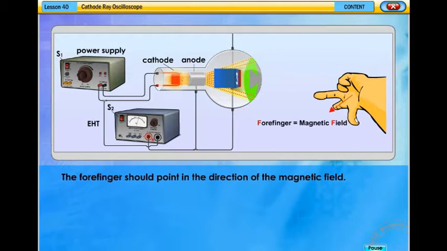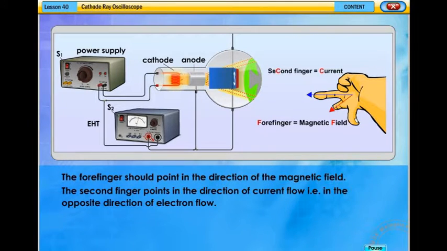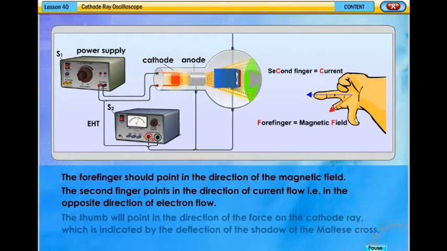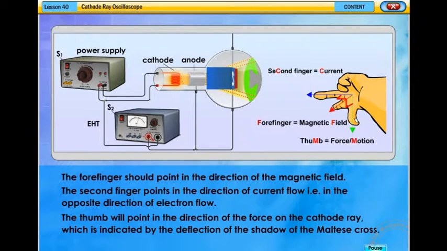The forefinger should point in the direction of the magnetic field. The second finger points in the direction of current flow, that is, in the opposite direction of electron flow. The thumb will point in the direction of the force on the cathode ray, which is indicated by the deflection of the shadow of the Maltese cross.